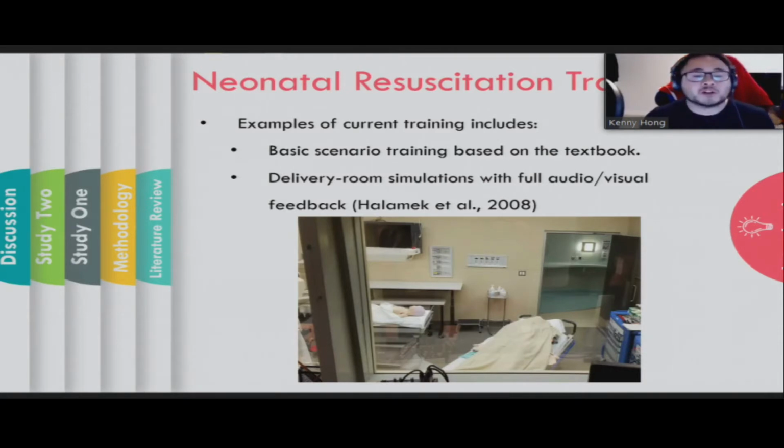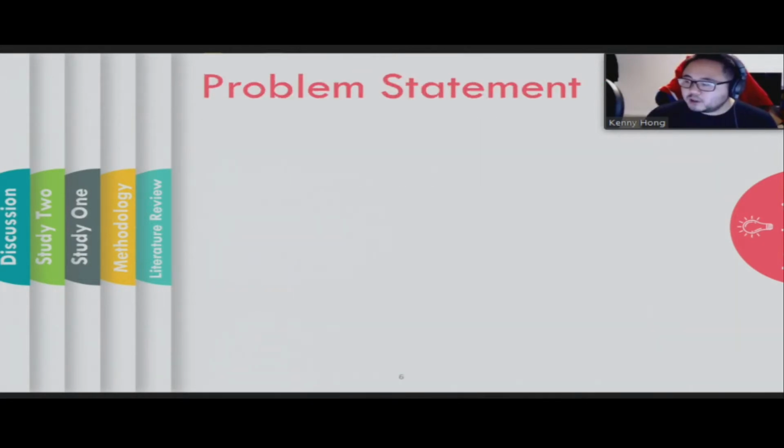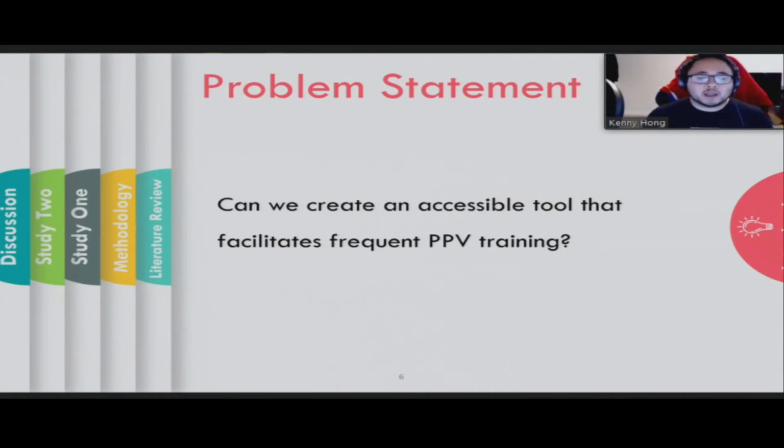Examples of current training include basic scenario training based on the textbook, and delivery room simulations with full audio and visual feedback. So what is the problem here? We are looking at whether we can create an accessible tool that could facilitate frequent positive pressure ventilation training, or PPV training.